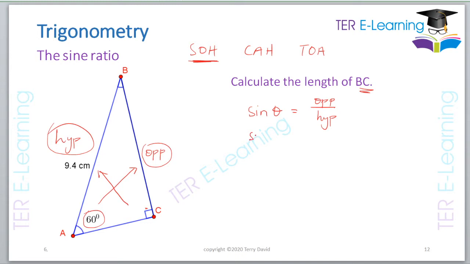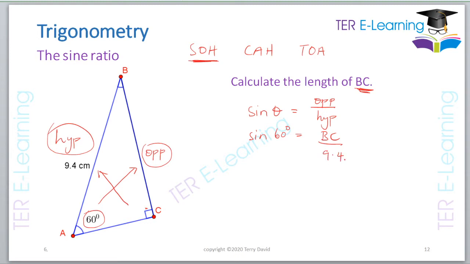So then we're going to say sine 60 degrees, because that's my angle, is opposite, which we don't know, right? But we can label it as BC. That's what the question wants. The question wants BC, divided by my hypotenuse, which is 9.4.